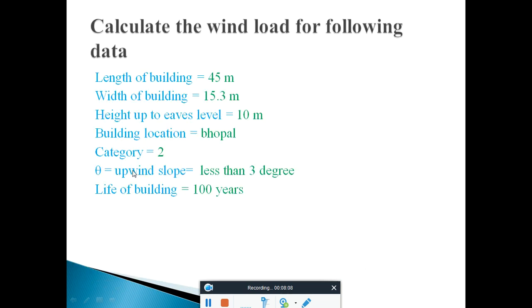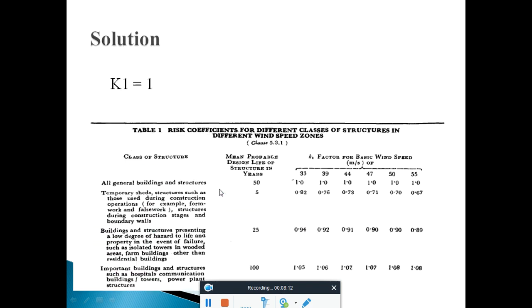In the problem, life of building is 100 years. Okay. So that is more than 50 years. And for all general buildings and structures it is 50 years, and we have 100 years. Okay. K1, we have basic wind speed 39. So here we can see it is 1. Hence I have written K1 as 1.